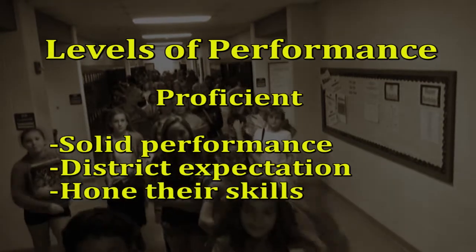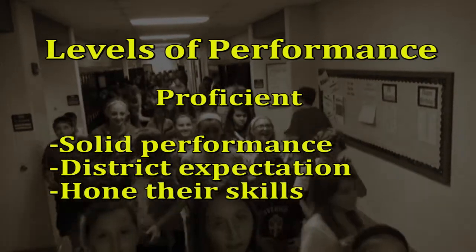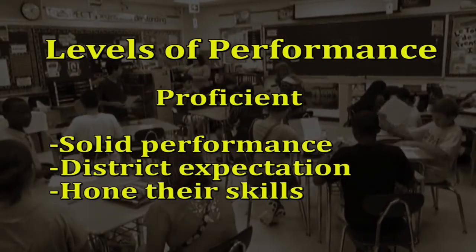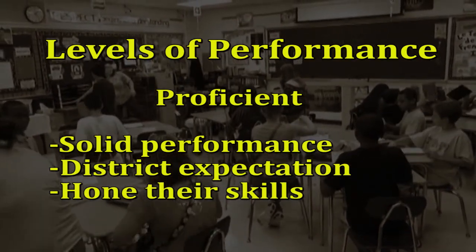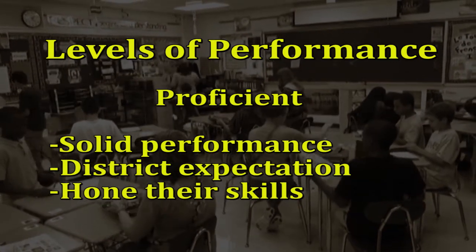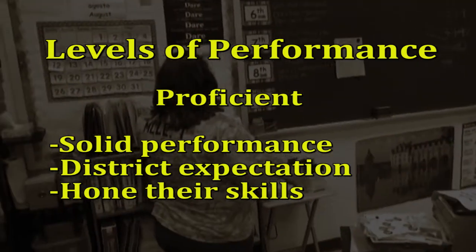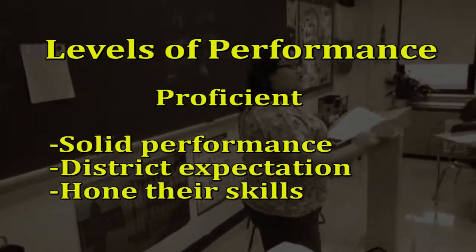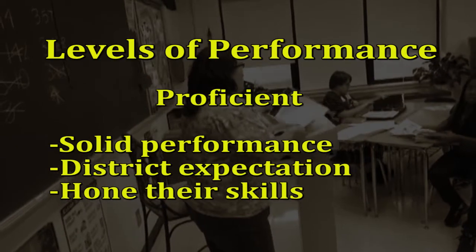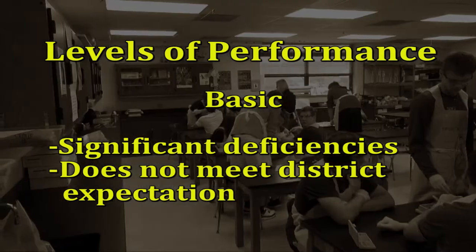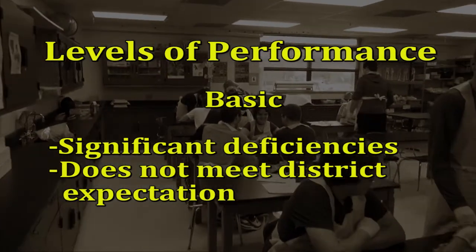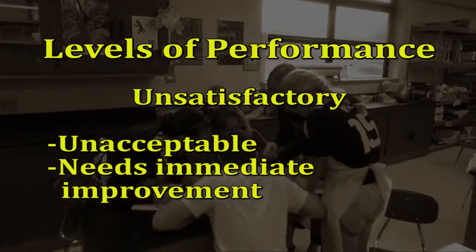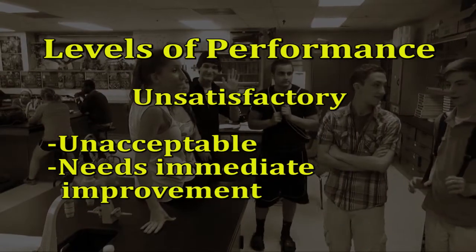The next level is proficient. This describes solid, expected professional performance. This level is the district expectation. Receiving a proficient rating indicates the teacher has met the expectation just as it was defined. It allows teachers to hone their skills with continued professional growth in order to reach a distinguished rating. Next is basic. This indicates performance has significant deficiencies and does not meet the district expectation. And finally is unsatisfactory. This is unacceptable and needs to be improved immediately.